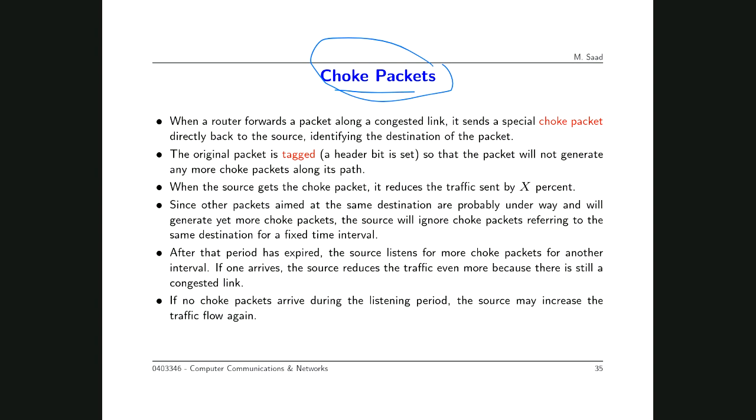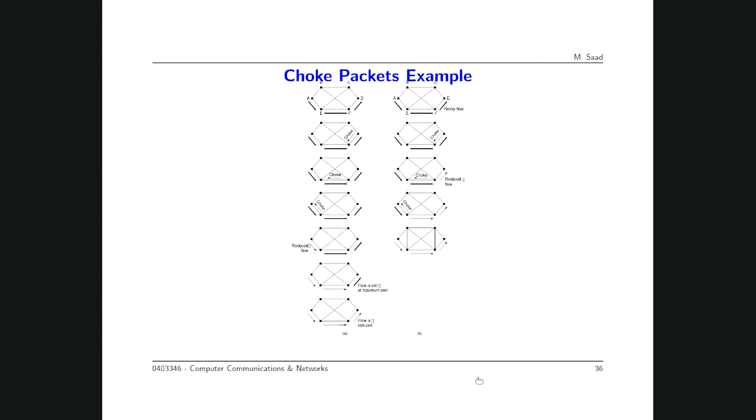And when the sender receives a choke packet, it will know that its original packet went through some congested areas. Again, it will decide to slow down. Now, this picture gives you a little bit of the idea and also a timing diagram.